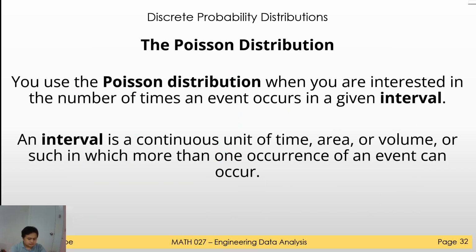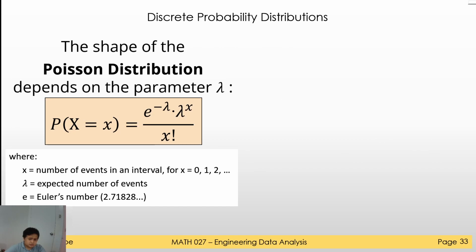Okay, so that's it. Now for the Poisson distribution, the last portion of our probability distribution function. The Poisson distribution is used when you are interested in finding the probability that an event will occur given an interval. Usually an interval is a continuous time, but this is also applicable for discrete times. The shape of the probability distribution function of the Poisson distribution will depend upon the parameter lambda and the random variable x.